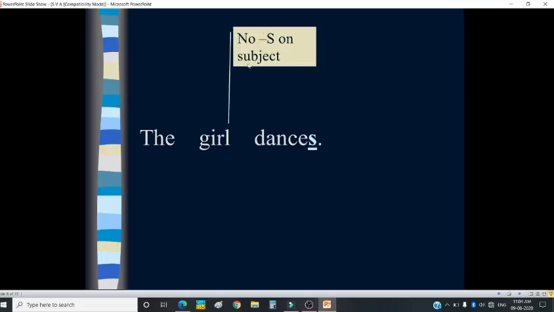No s on the subject, so the s is here on the verb. If the s is not with the subject, then the s will be there with the verb. It's an easy way to remember. That's why I put it here like this.